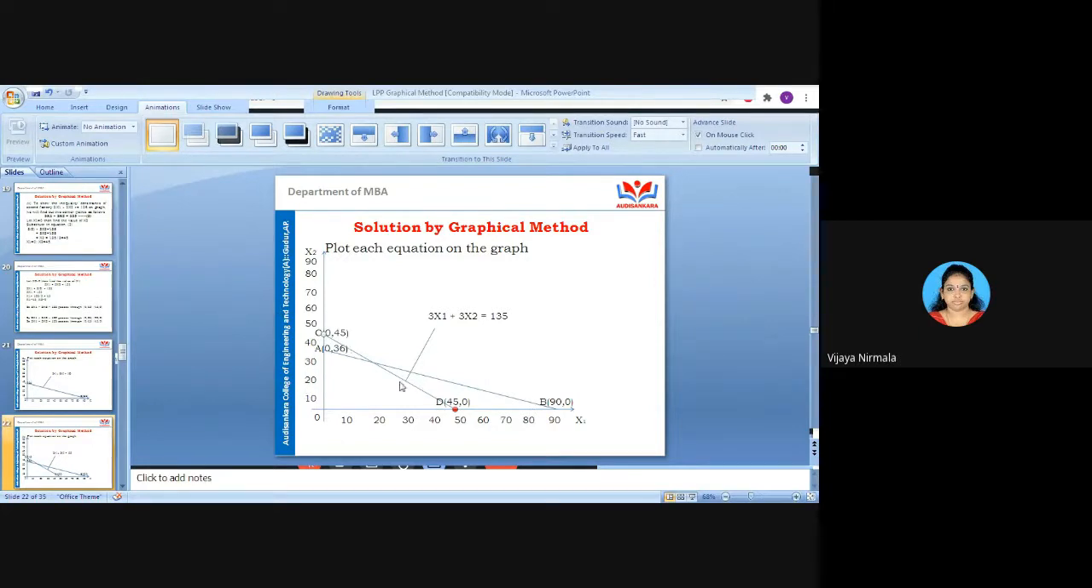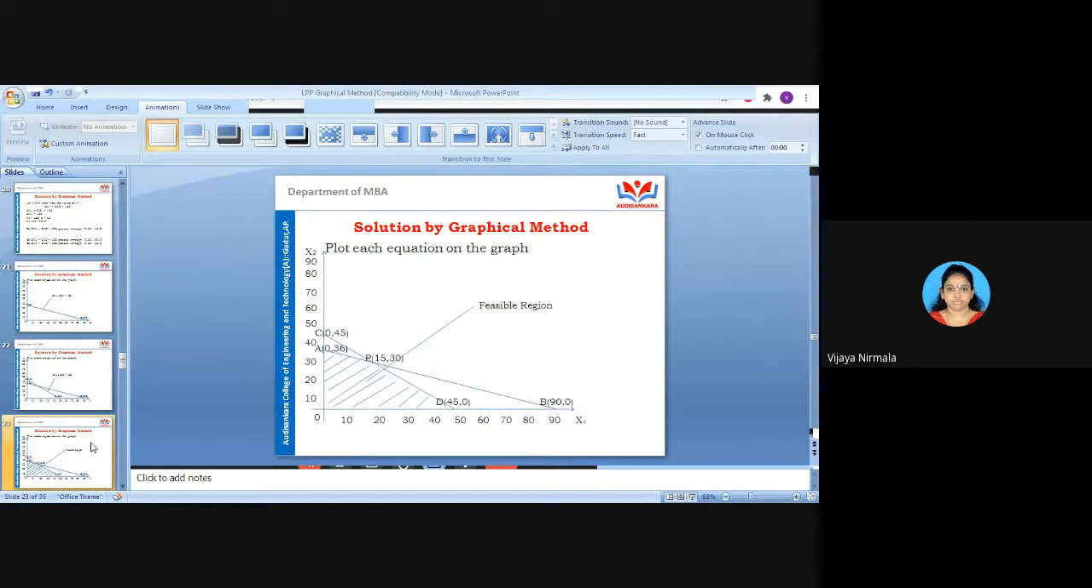Okay. So this equation is related to which one? 3x1 plus 3x2 is equal to 135. Then the A and B points are related to 2x1 plus 5x2 is equal to 180, and this is related to 3x1 plus 3x2 is equal to 135. Up to here, do you have any doubts?